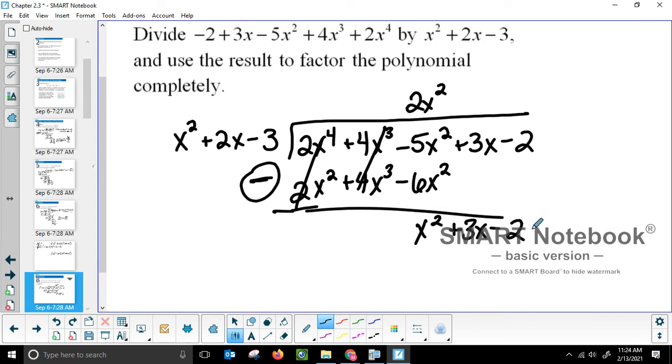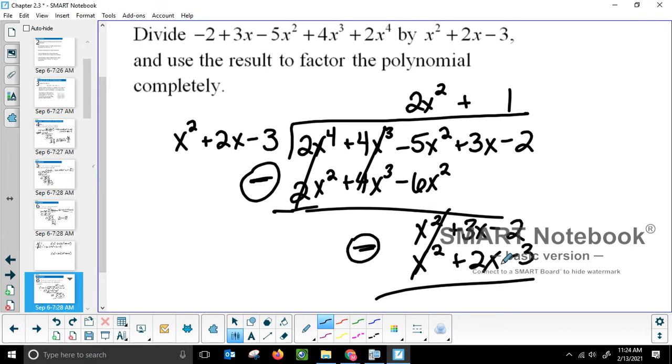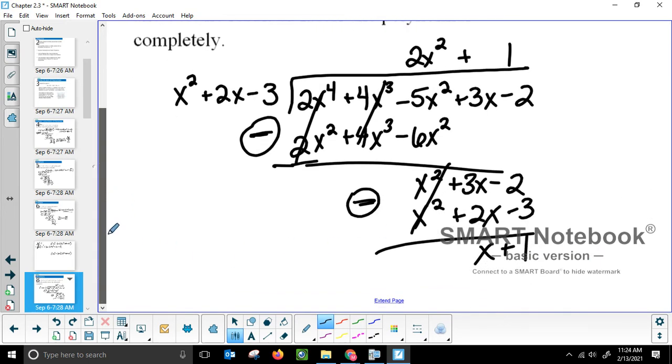So what do I need to multiply this by to get this? That would just be 1. When I distribute, we get x squared plus 2x minus 3. Again, we are subtracting, so these cancel. Here we just get x, and we get plus 1. So that's fine. This is just my remainder.